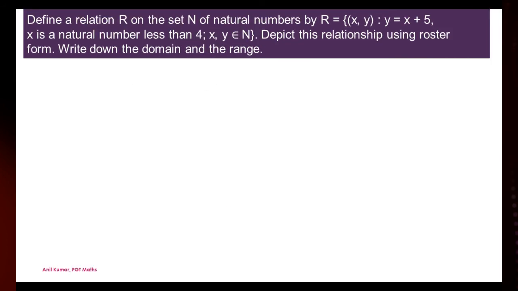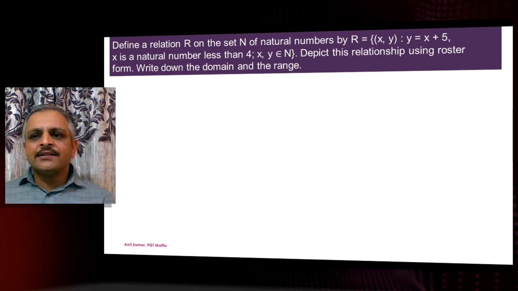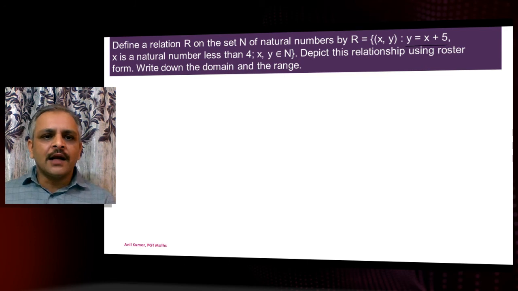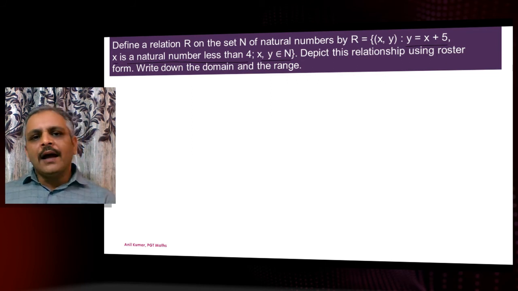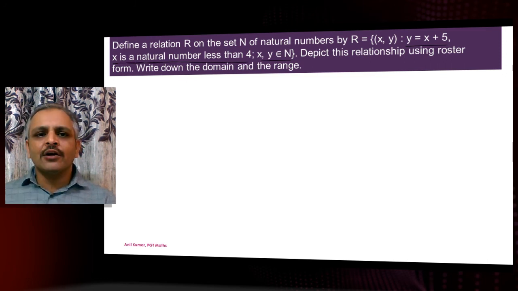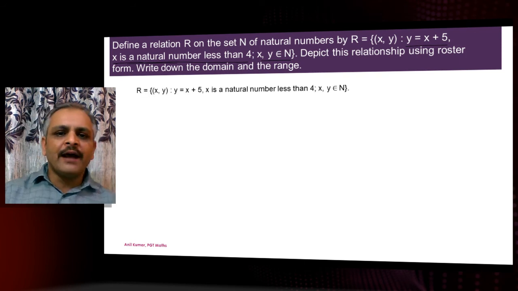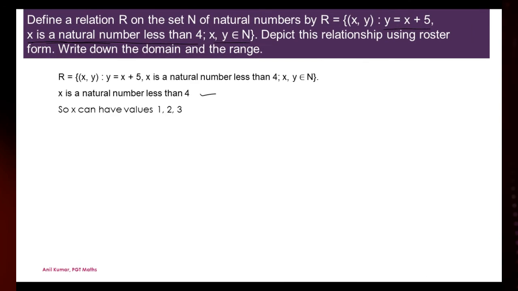Define a relation R on the set of natural numbers, where the relation is between x and y, where y is equal to x plus 5 and x is a natural number less than 4. X and y both belong to natural numbers. So let's decode this. First thing, x and y both belong to natural numbers. Second thing, he says that x is a natural number less than 4. So what are the possible values of x? 1, 2 and 3. X is a natural number as well as it should be less than 4.